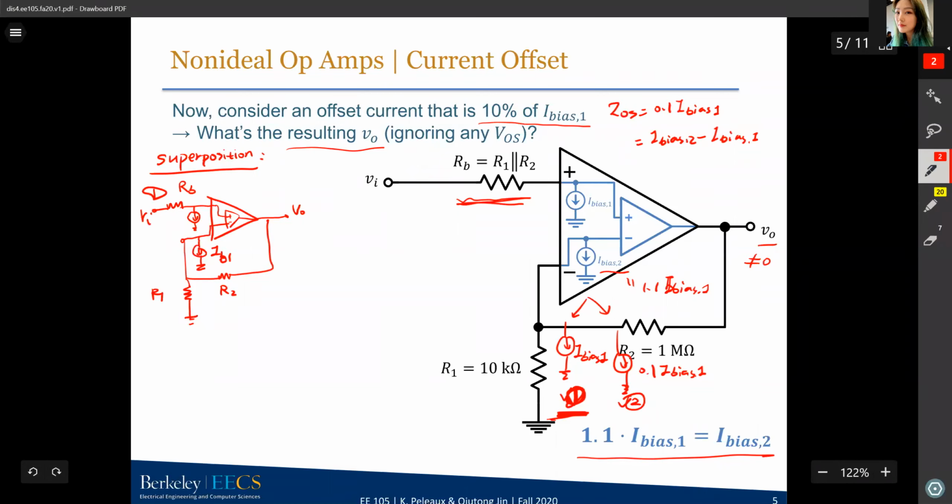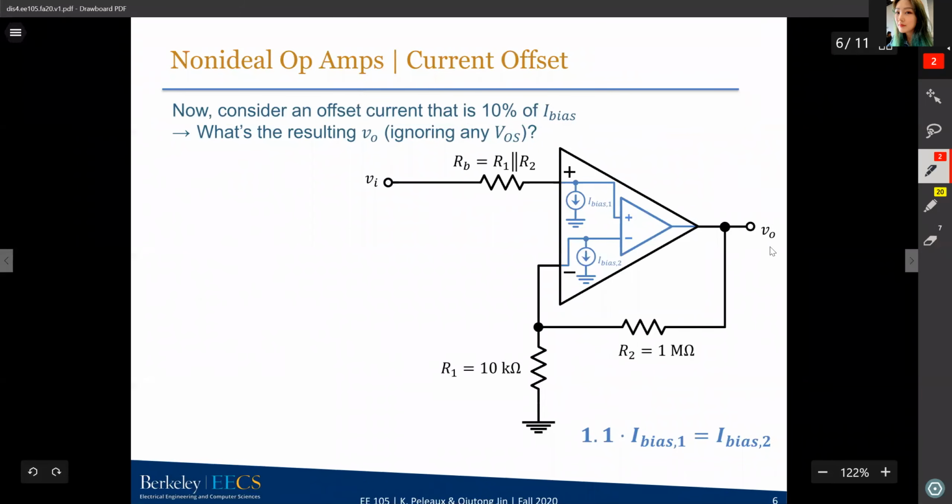I'll use IB1 to represent I bias 1. So this is the first case, just using IB1 as our IB2. In this case, this is just what we covered in last week's lecture. By just having RB equal to R1 in parallel with R2, we can successfully eliminate our bias current. So in that case, our V out will just be 0 volts. There will be no bias current in this circuit. They are all eliminated by the compensation of resistors. This is just the first case. So in the first case, we will have V out equal to 0 volts.